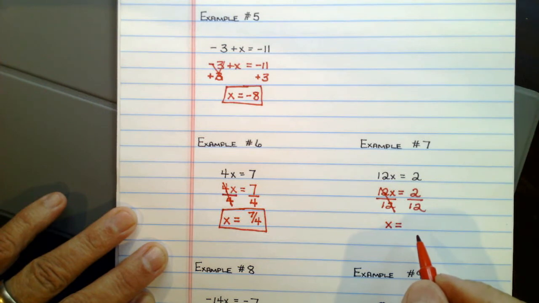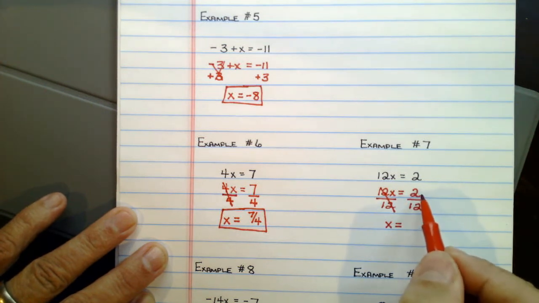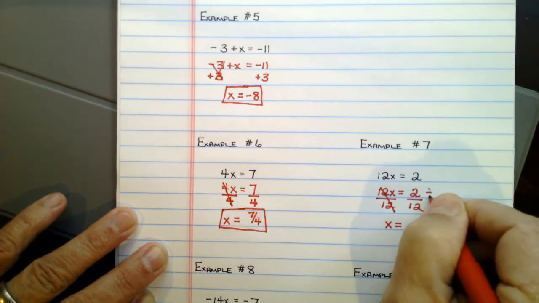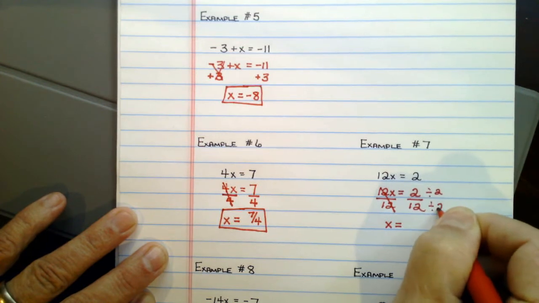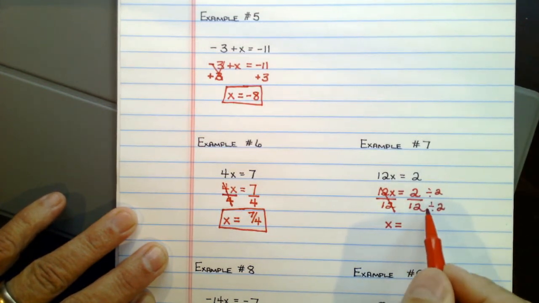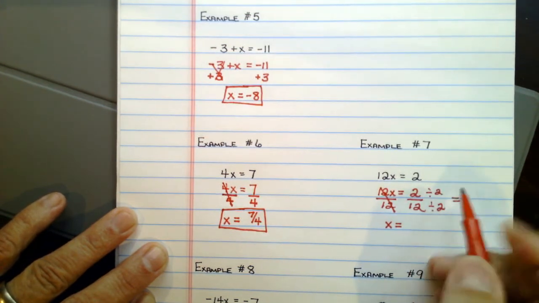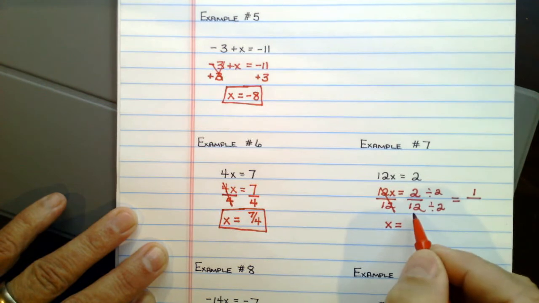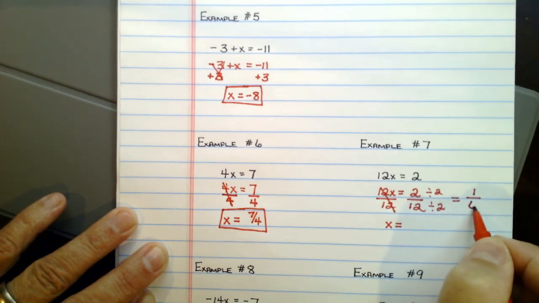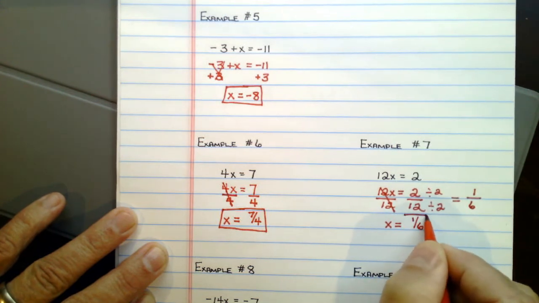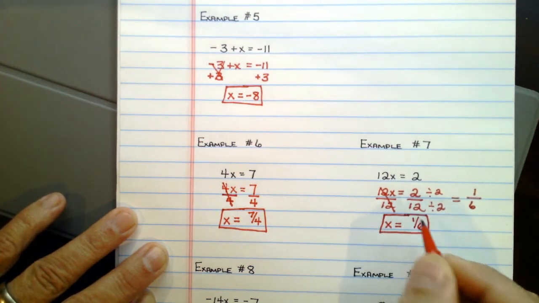lowest terms. I need to find a number, the biggest number, that will go into 2 and 12. And I divide both of those by that number. Divided by 2, divided by 2. 2 is the biggest number that will go into both of those. I divide the top by 2 and the bottom by 2 and see what I have left over. 2 divided by 2 is 1. 12 divided by 2 is 6. My answer is 1/6. Always put a fraction in lowest terms.